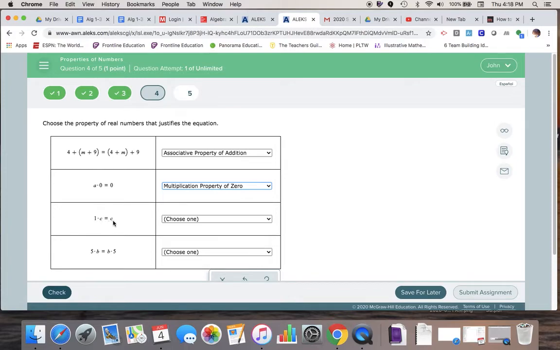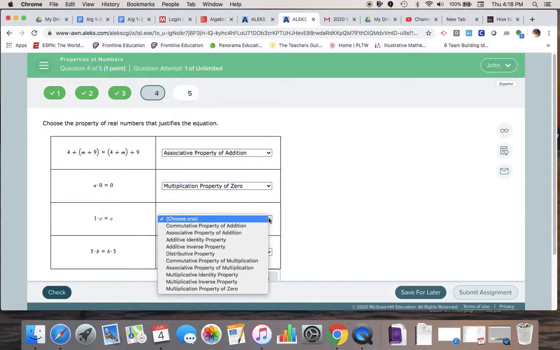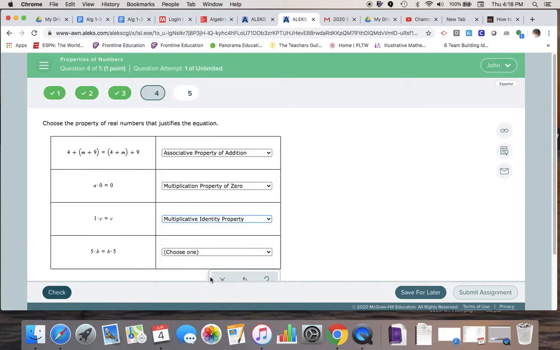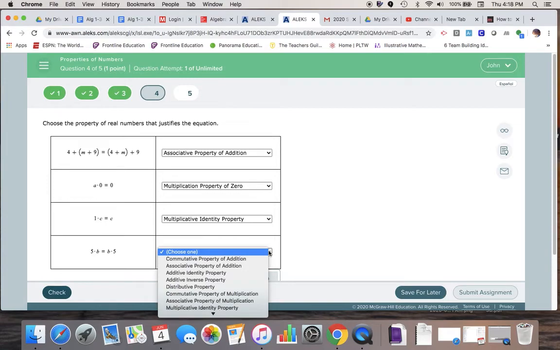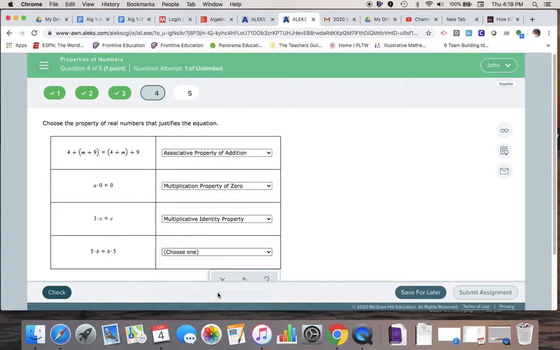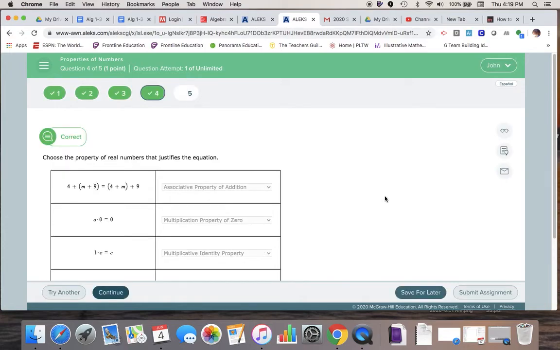1 times c equals c. Well, if you multiply anything by 1, you get itself. And that's another multiplication property. And itself, always think of your identity as yourself, right? So multiplicative identity. And then 5 times b equals b times 5. We just change the order around, so that's the commutative property of multiplication. Let's see if I can actually get that right this time. Making all kinds of mistakes here.